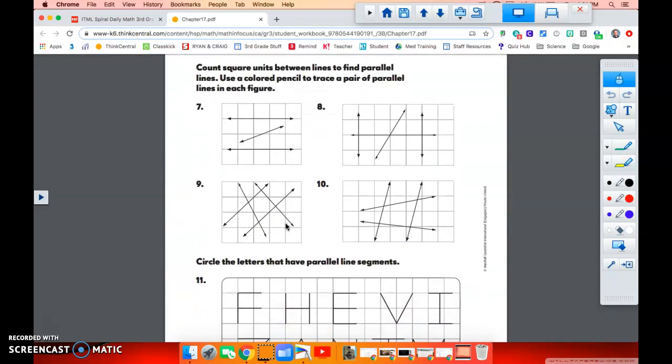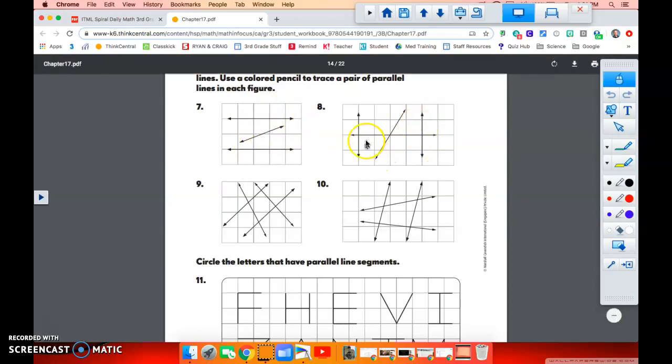Okay. Count square units between lines to find parallel lines. I don't have a colored pencil to share with you; I'll just talk you through it, okay? So let's look. I see this kind of awkward one here that just doesn't go with those, right? Your eyes are going to be looking at these 2 that go straight across, and you're going to say, yeah, those are the parallel lines. This is an odd one, right?